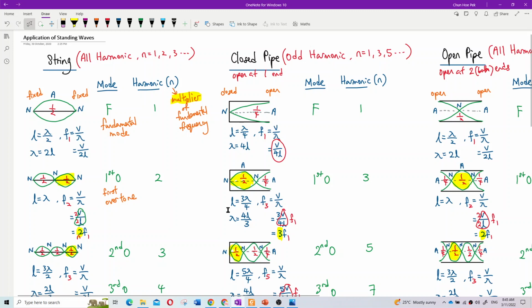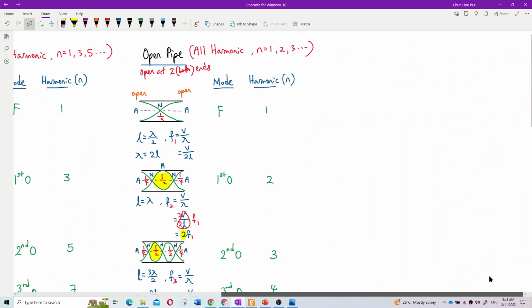Okay, so closed pipe is open at one end. That means one end is open, the other end is closed. The closed end is just like the fixed end. You know, one end is closed. It's just like, I don't know, I got one example.